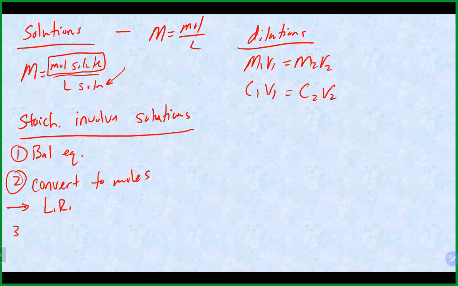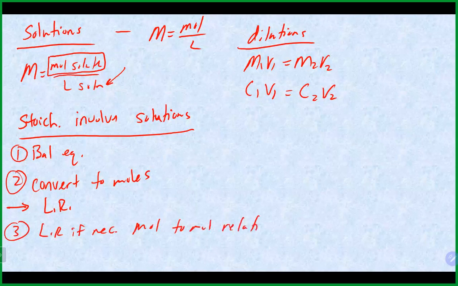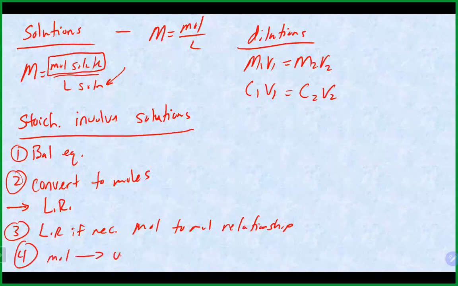Once you figure out which one is the limiting reagent, if necessary, then you would do the mole to mole relationship between the two things you're interested in. And obviously, if it's not a limiting reagent problem, you just go right to the mole to mole step. And lastly, you'll convert those moles into some other unit.